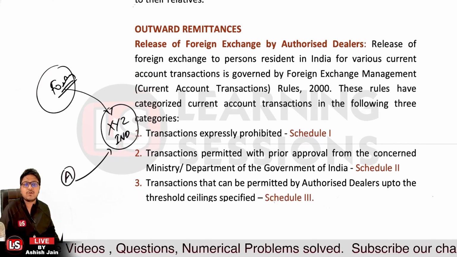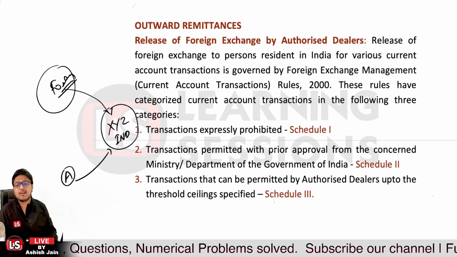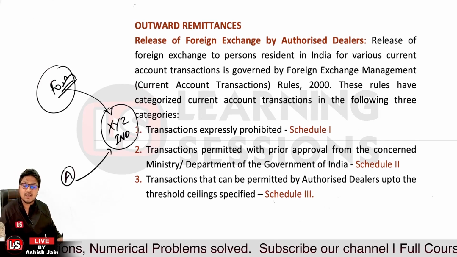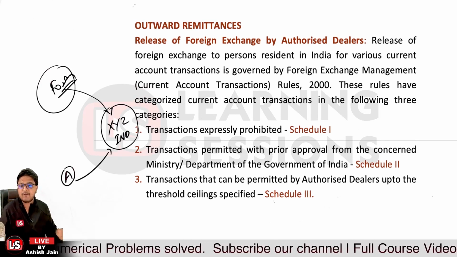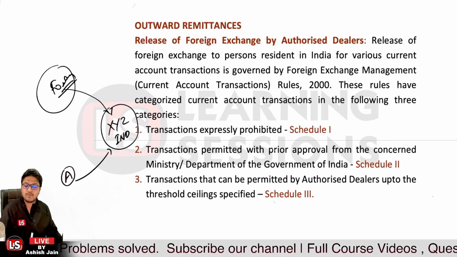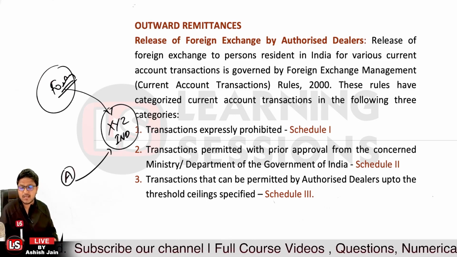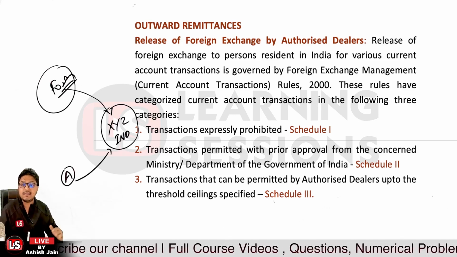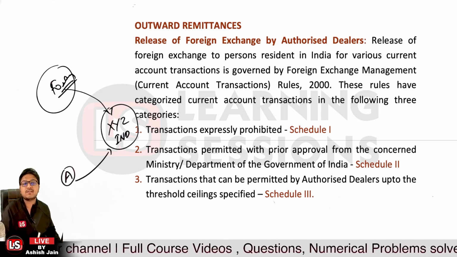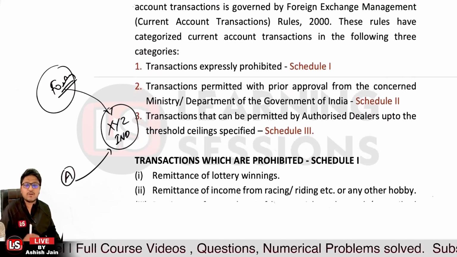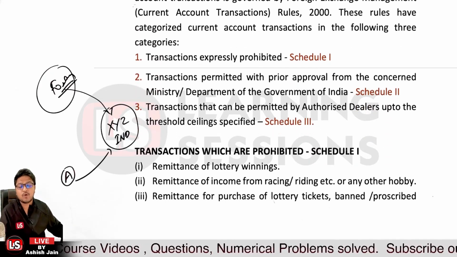And third, it's related to transactions that can be permitted by authorized dealers up to the threshold ceiling limits specified. For that purpose, permission from the Reserve Bank of India or any ministry or department of the Government of India does not have to be taken beforehand, up to that ceiling limit. That's covered under Schedule 3. Okay, we are going to cover first of all the transactions which are prohibited.